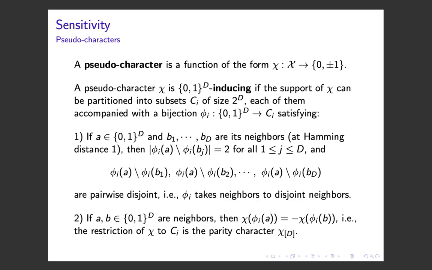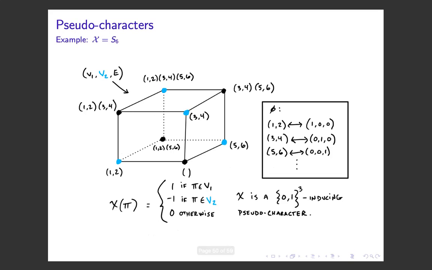Okay, so this definition is a bit involved. So here's an example of this. You can pause the video and convince yourself of the definition through this example. So this is an example of a 3 hypercube inducing pseudocharacter when our domain is S6, the symmetric group on 6 symbols.